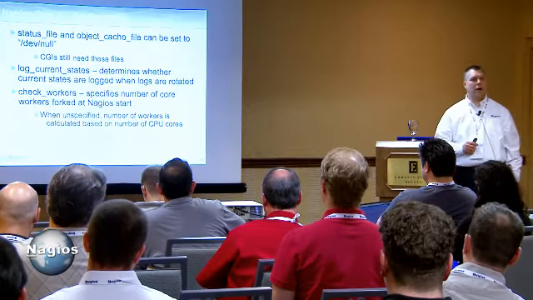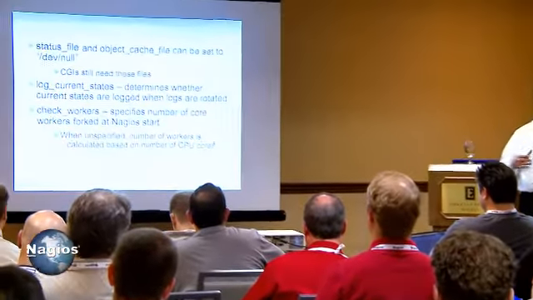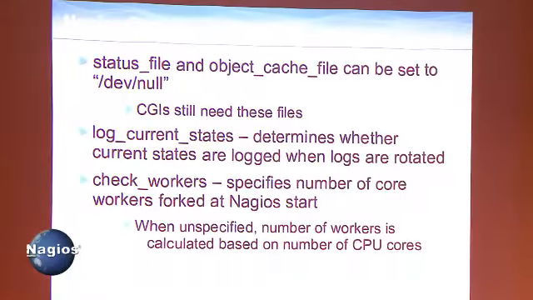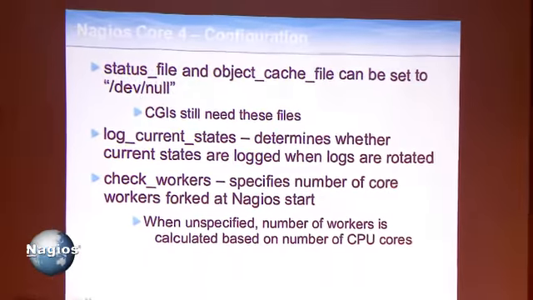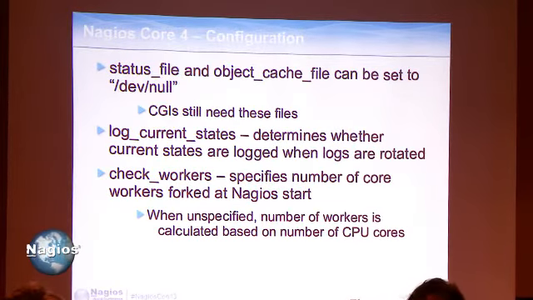Okay. A couple of changes to configuration. Core 4 is beginning to get to the point where there's a lot of ways to get information out of it, and not just through the status file and the object cache file. So if you're in a large environment where those things are slowing you down, you can, in the main configuration, set values for status file and or object cache file to /dev/null, and Nagios won't write them out. A little bit of a caveat, if you're using the CGIs, they still need those files. So you want to leave them enabled.